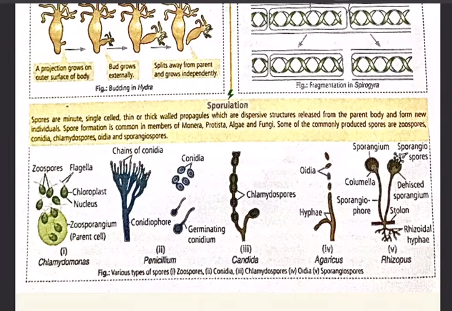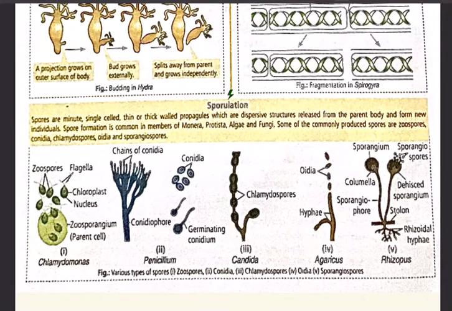Yesterday I told you, any spore that has got locomotor organs, like cilia or flagella. If the spore is having cilia or flagella, and with the help of that cilia or flagella, the spore moves, then we say it is a zoospore. Example, Chlamydomonas. And the structure that is bearing the zoospores is called zoosporangium.